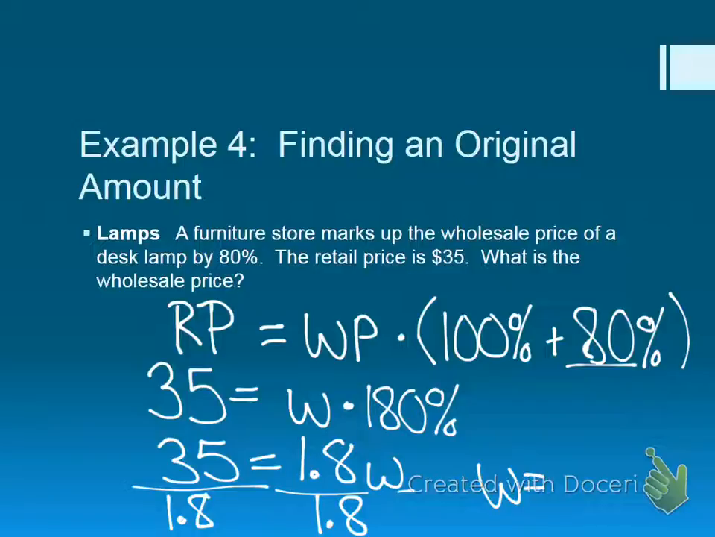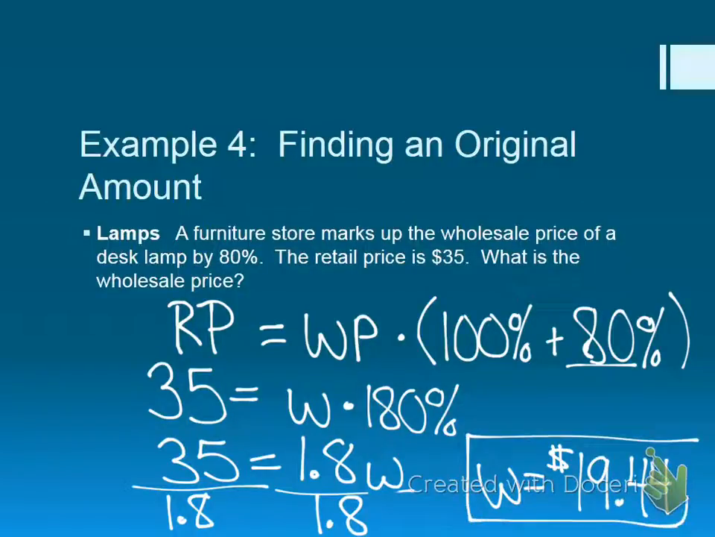how much? Yes, we just round it to the nearest penny. $19.44. And that makes sense, right? The company paid $19.44 and they sold it for $35. Okay, so that's how I find retail price. So this general setup, guys, is your general setup for all of the problems that you're going to see.